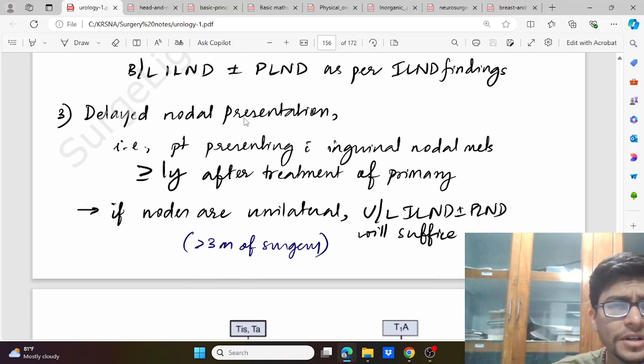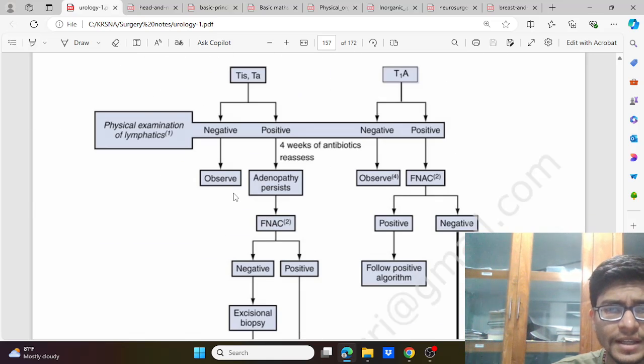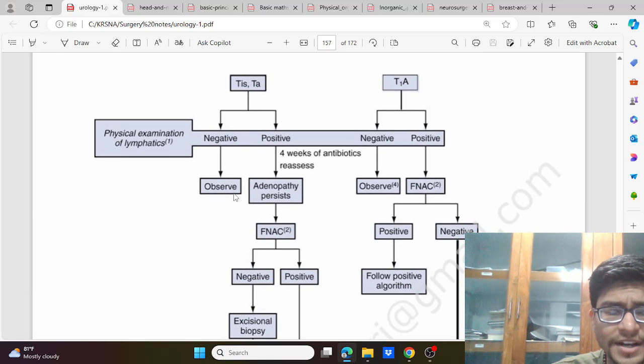If there is delayed nodal presentation, that is inguinal lymph node mets after more than 1 year of treatment of the primary, and the nodes are unilateral, we will go for unilateral inguinal lymph node dissection with or without pelvic lymph node dissection. And this is considered if it is more than 3 months after surgery. Then we will just go through the flow chart.